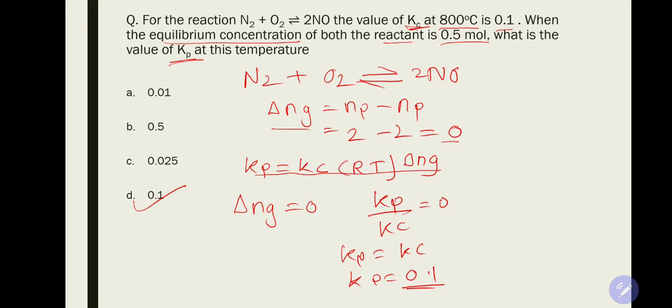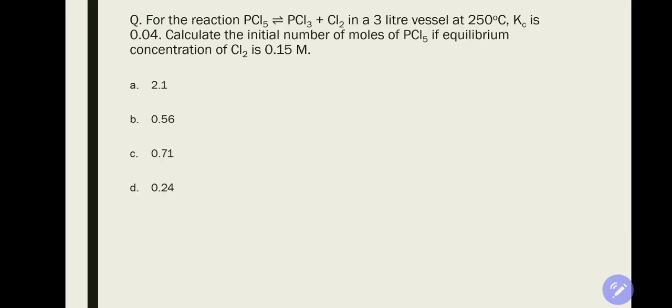Now let us see the last question of our session today. What is the question? For the reaction PCl5 gives PCl3 plus Cl2 in a 3 liter vessel at 250 degrees Celsius, the value of Kc is 0.04. Calculate the initial number of moles of PCl5 if the equilibrium concentration of Cl2 is given. Now let us see how to solve it.